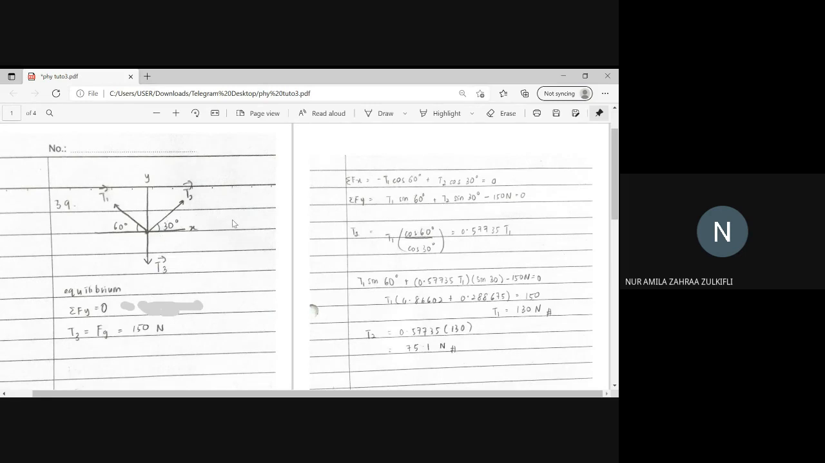It is in equilibrium, so its acceleration is zero, so Fx equals zero. So I write negative T1 cos 60 plus T2 cos 30 equals 0. For Fy, T1 sin 60 plus T2 sin 30 minus 150 Newton equals 0. So based on this equation, I find T2. So T2 equals T1 times cos 60 divided by cos 30.